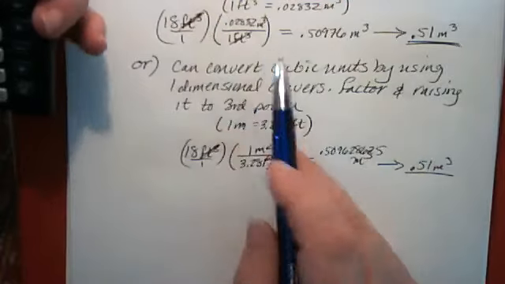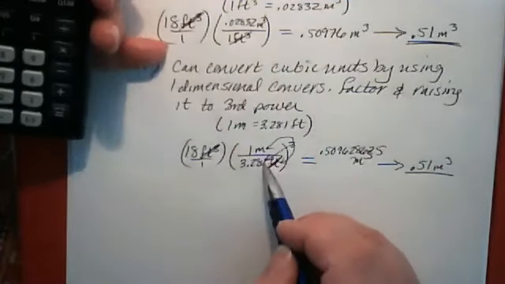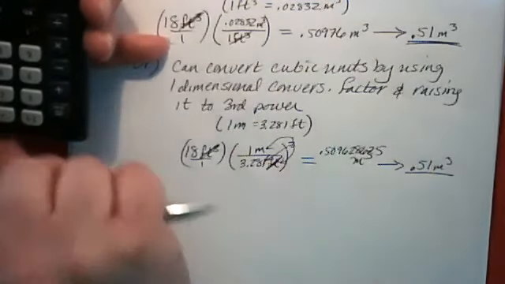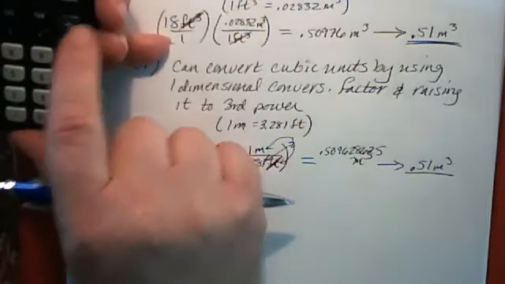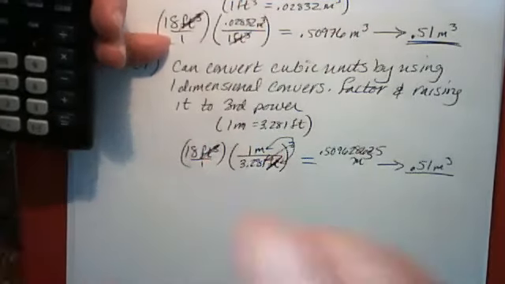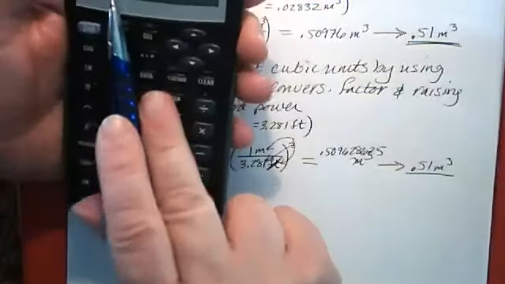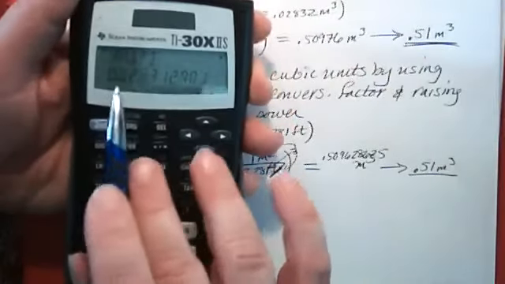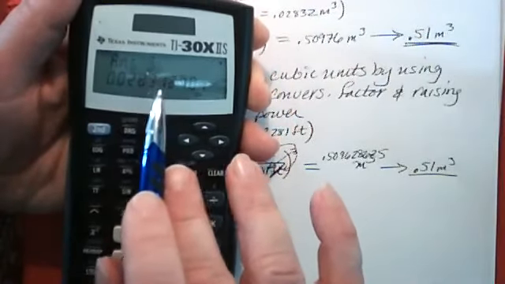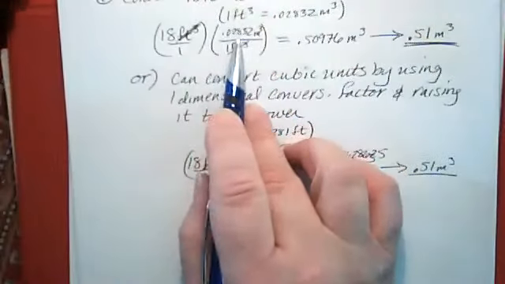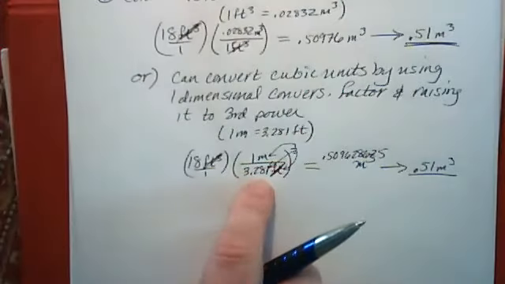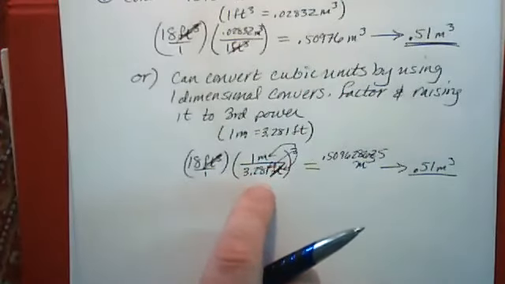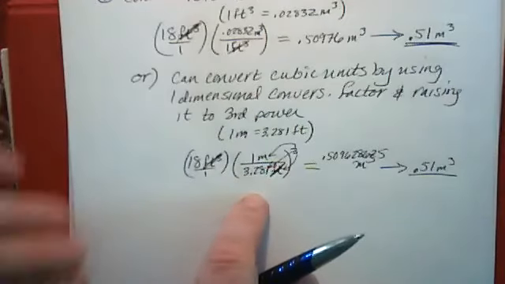And you'll notice that if you take 1 over 3.281 and raise it to the third power, what do you get? 0.0283, well, 1. So pretty close to 0.02832. So it's really the same thing you're doing. You're just kind of writing it in a different way.